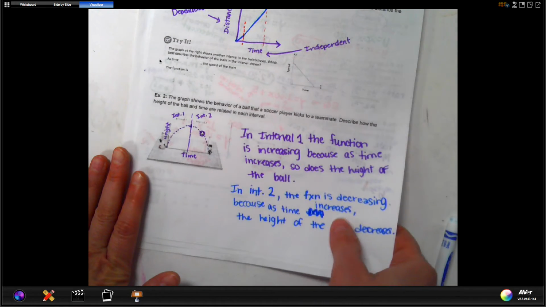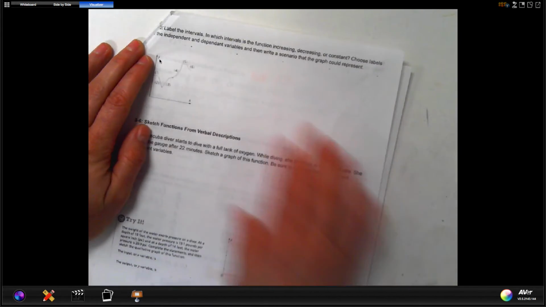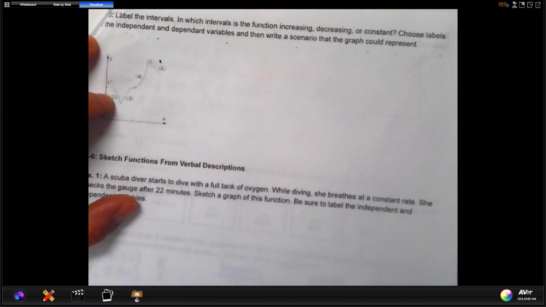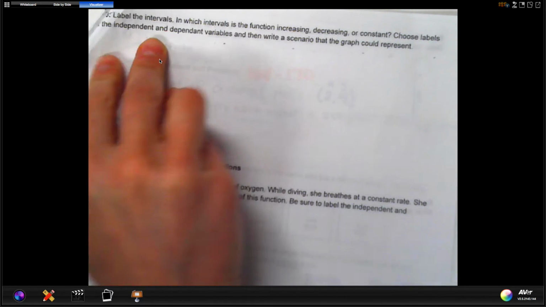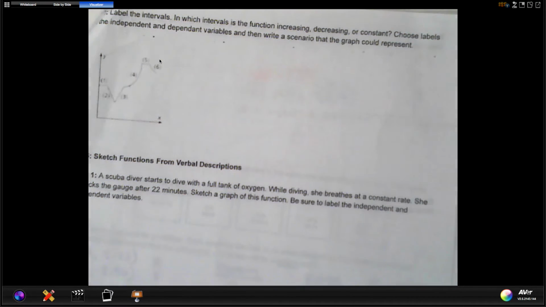All right, last one, so you can flip the page here. On the back, and I'll re-zoom in so you can see a little bit better. The last one for our intervals today is this one. It says label the intervals, and in which interval is the function increasing, decreasing, or constant? Choose labels for the independent and dependent variables, and then write a scenario that this graph could represent.